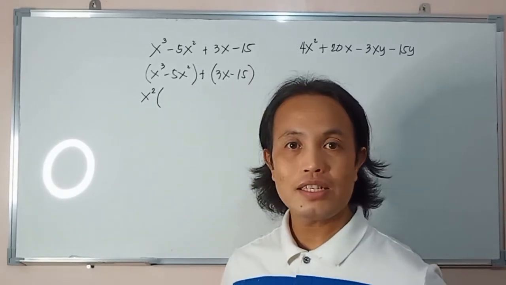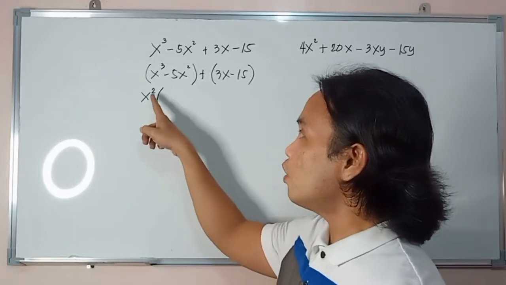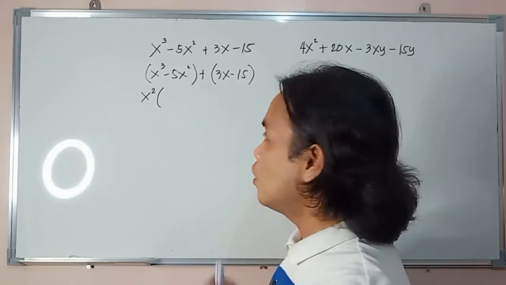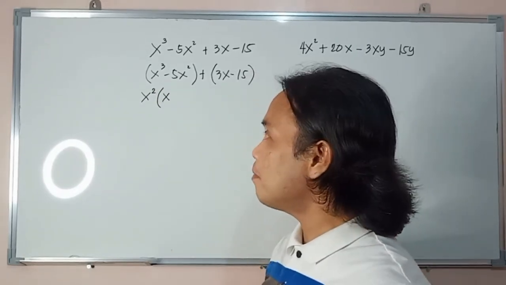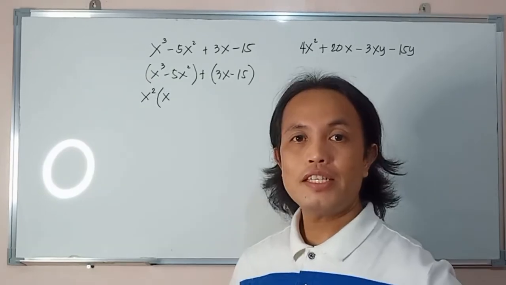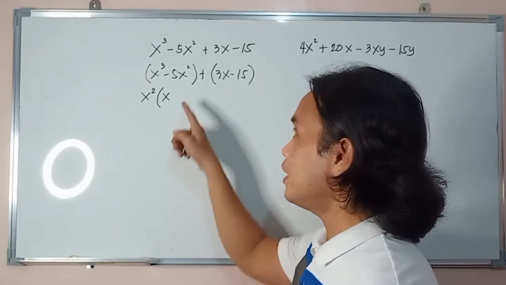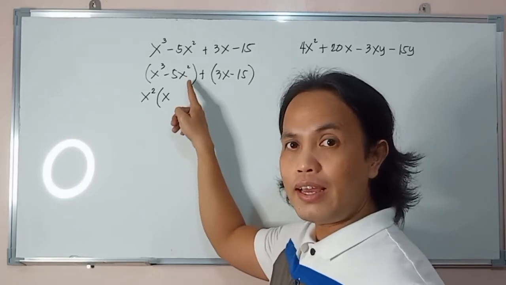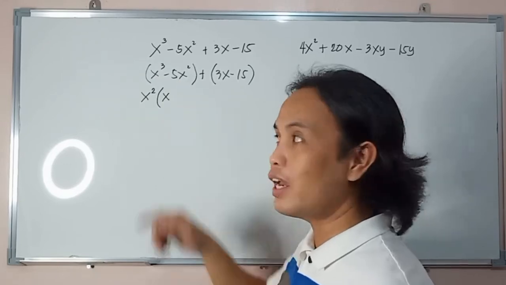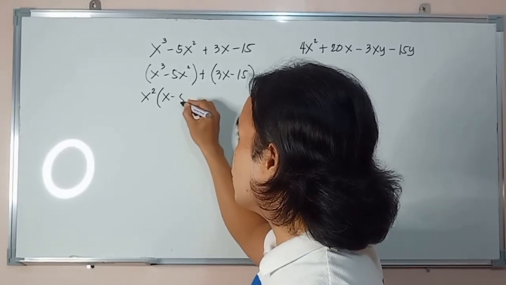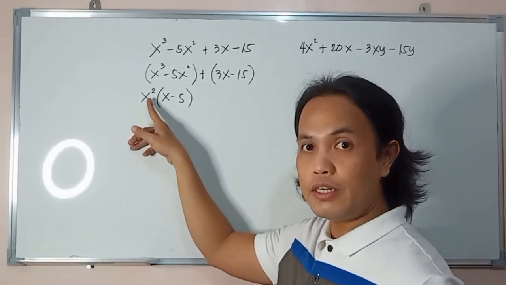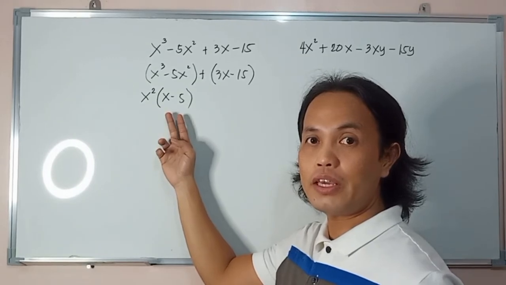What shall remain inside the parentheses, since we already have factored out the x squared, shall be, for x cubed, x. Because when we multiply x squared times x, it will give us x cubed. The same thing happens for the second term. We have here negative 5x squared. We already have factored out the x squared, so what shall remain for this term shall be negative 5. So that's why we write here minus 5. So, again, the common monomial factor is x squared. What shall remain inside the parentheses shall be x minus 5.